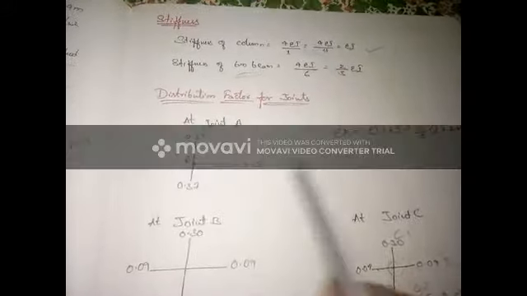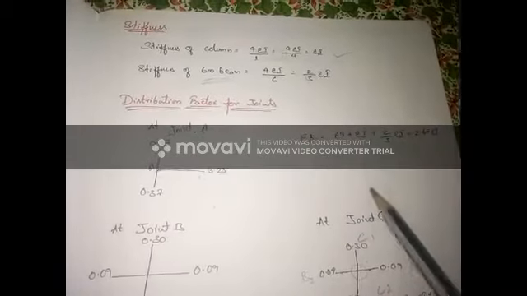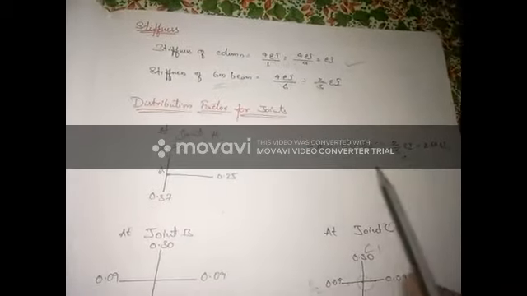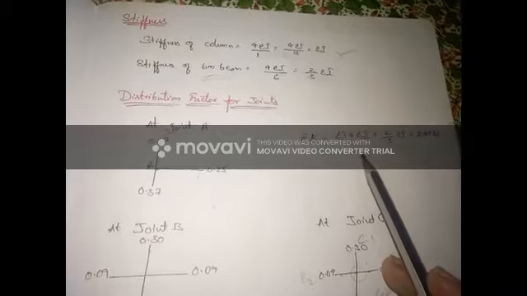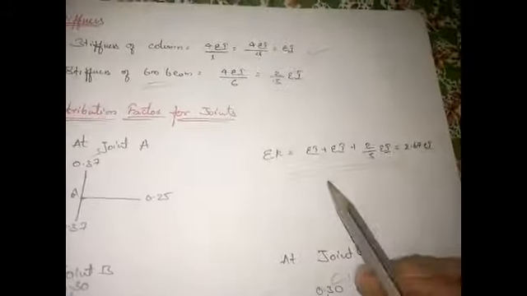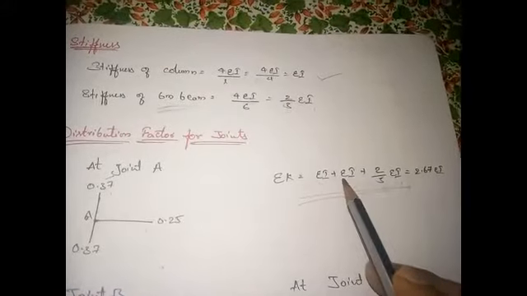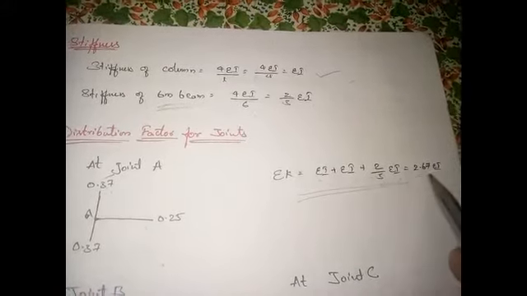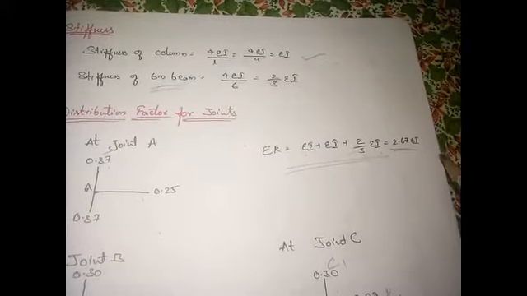Directly we will represent the joints and write down this sigma k, that is the sum of stiffnesses. Then we will analyze the distribution factor. So the sum of stiffness is EI plus 2 by 3 EI, that is equal to 2.67 EI.